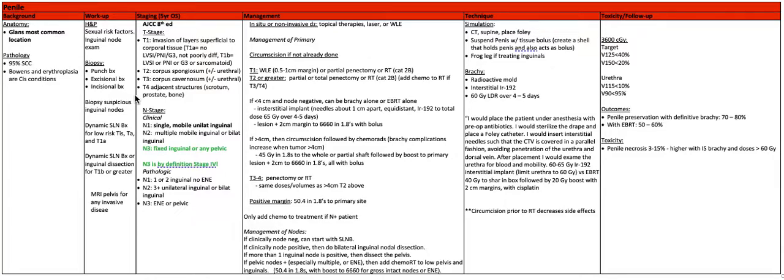In terms of nodal staging, clinical nodal staging: N1, single mobile unilateral inguinal lymph node. N2 is multiple mobile inguinal or bilateral inguinal nodes. N3 is a fixed inguinal or any pelvic node. N3 is by definition stage 4. Pathologic nodes: N1, 1 or 2 inguinal nodes with no extranodal extension. N2 is 3 or more unilateral inguinal nodes or bilateral inguinal nodes, and N3 is extranodal extension or pelvic nodes.